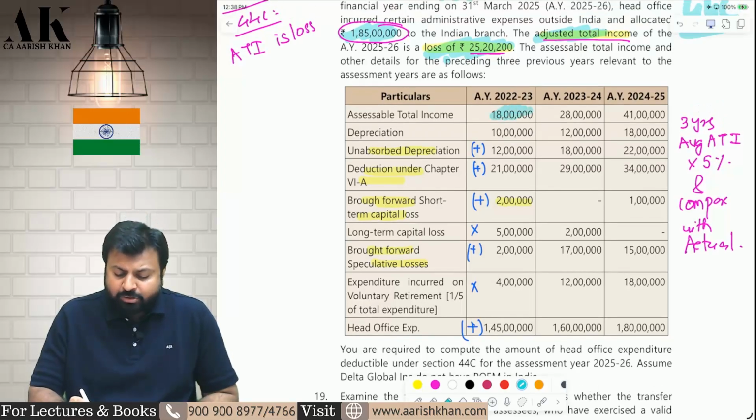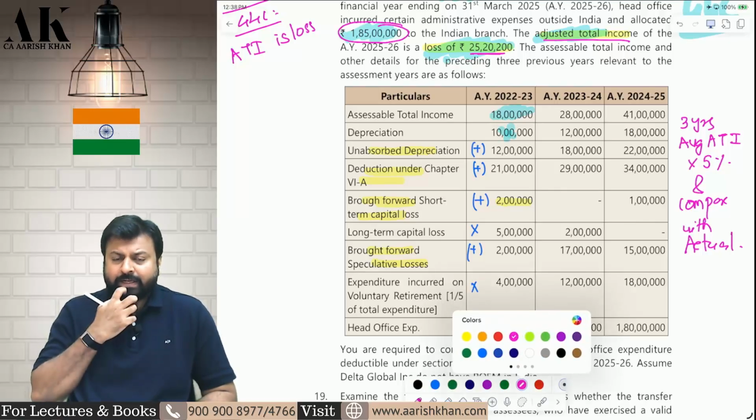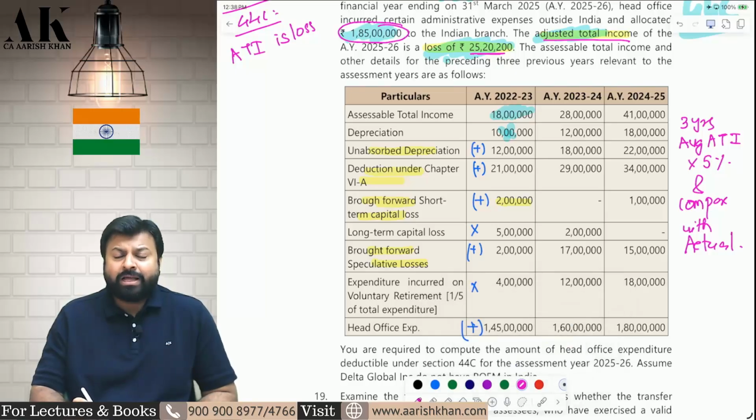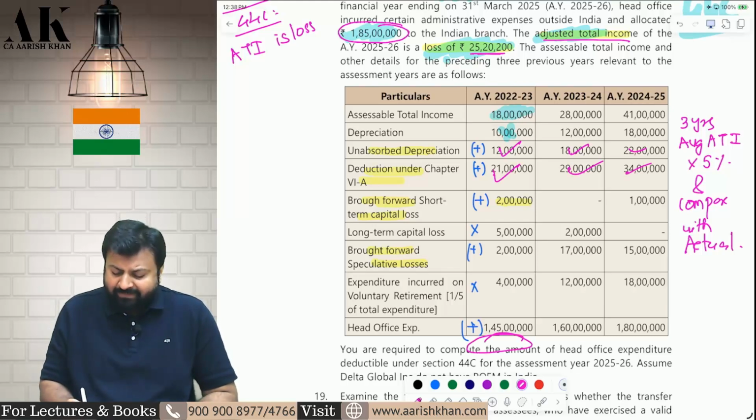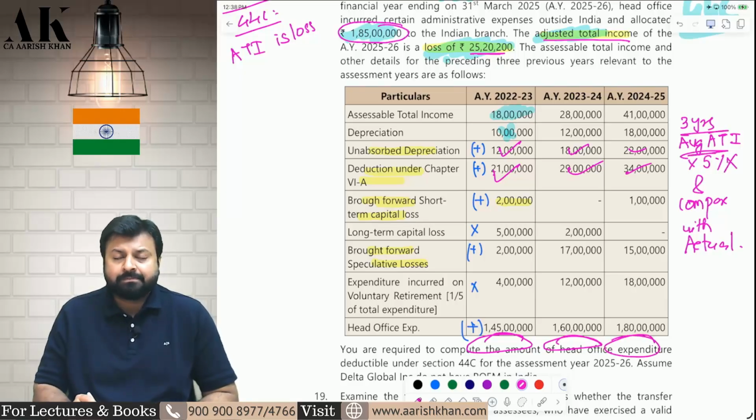They have already given us total income, which is after all the items. Should I add depreciation? Do not add depreciation. We do not add depreciation to adjusted total income. Should I add unabsorbed depreciation? Yes. UAD is added back. Should I add chapter 6? Yes. Chapter 6 is also added. You have to do this for all 3 years, and find out three adjusted total incomes. Then take average of all 3 of them, and then take 5%.